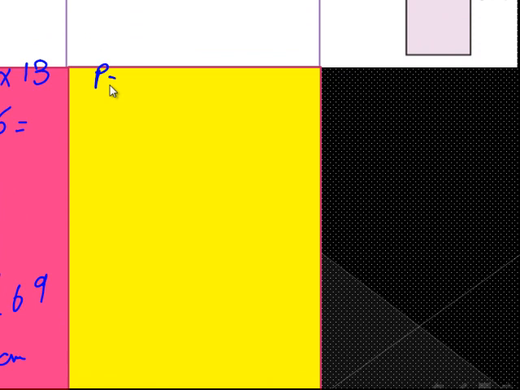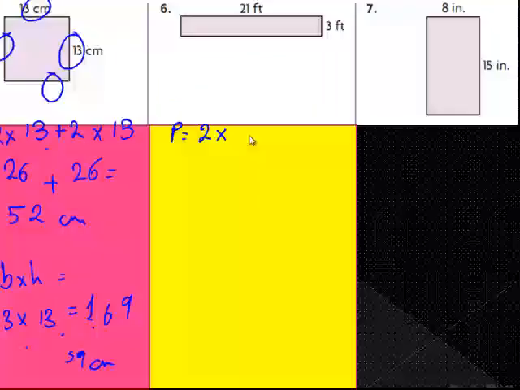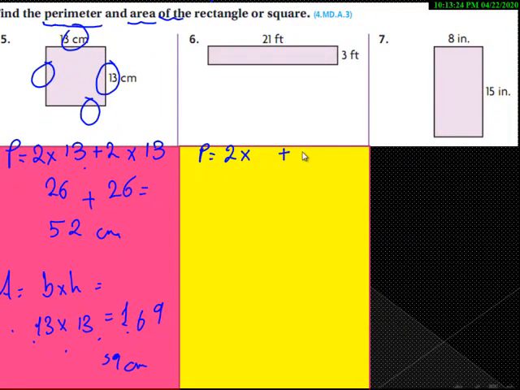Alright, question 6. I'm going to start with perimeter. The perimeter formula says 2 multiply plus 2 multiply. 2 multiply what? Great, 21. And 2 multiply what? 3. So the final answer here, 42 plus 6 equals, great job, 48, perimeter with feet unit.